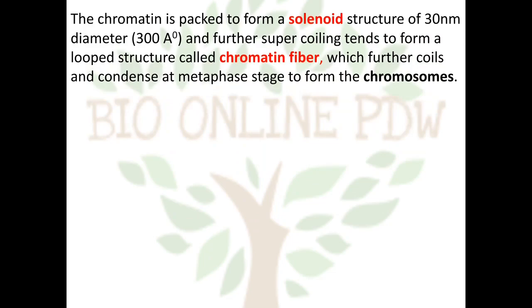The chromatin is packed to form a solenoid structure of 30 nanometers, that is 300 angstroms in diameter, and further it undergoes supercoiling, and tends to form a looped structure which is called chromatin fiber. You have to remember, students, the DNA undergoes coiling and supercoiling, and its length, which is up to 2 meters, is reduced and fixed in the nucleus having a size of 10 raised to minus 6 meters. Then the chromatin fiber further condenses at the metaphase stage to form a chromosome.